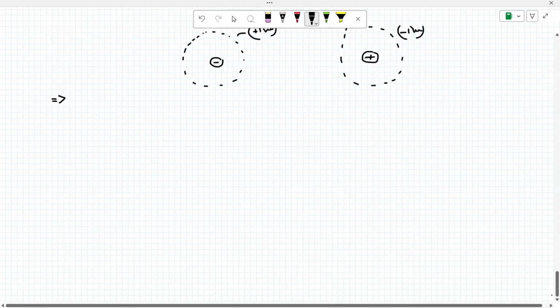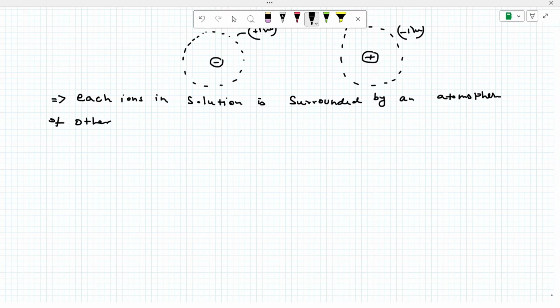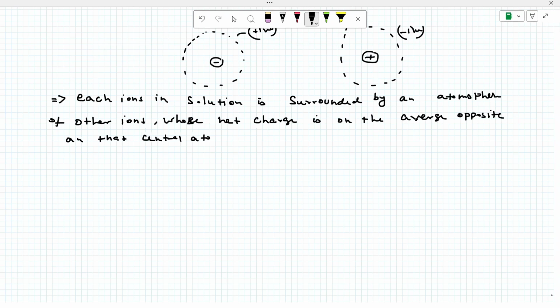According to the Debye-Huckel-Onsager theory, each ion in solution is surrounded by an atmosphere of other ions whose net charge is on average opposite to that of the central ion. It maintains the neutrality.